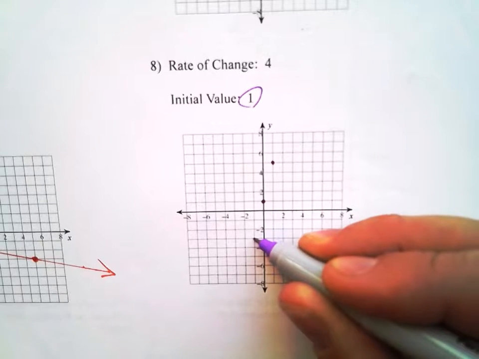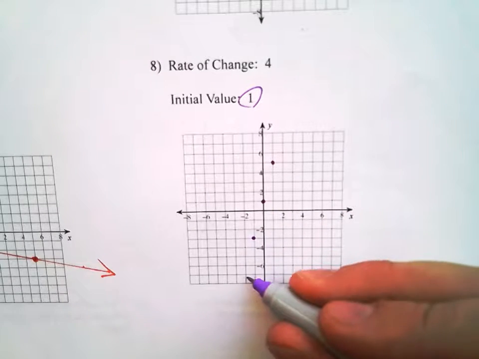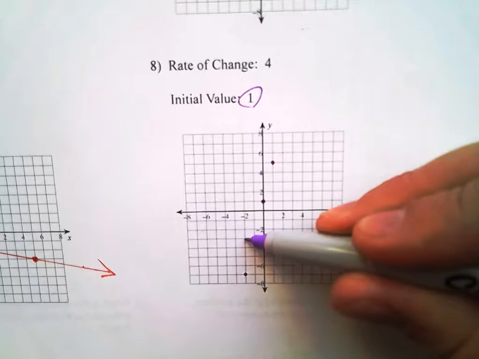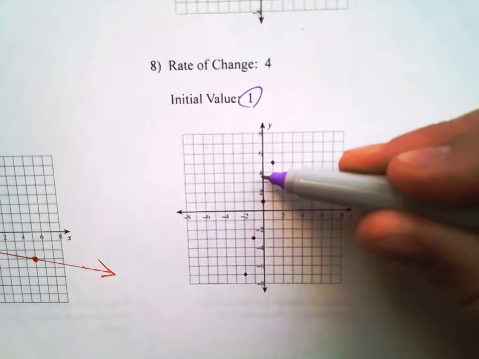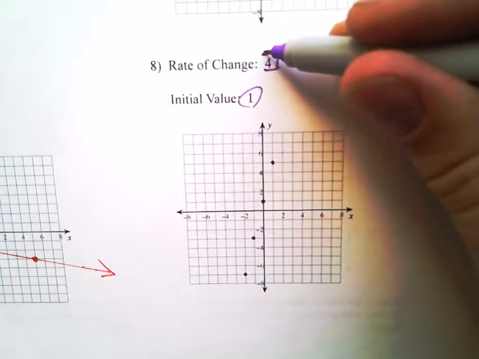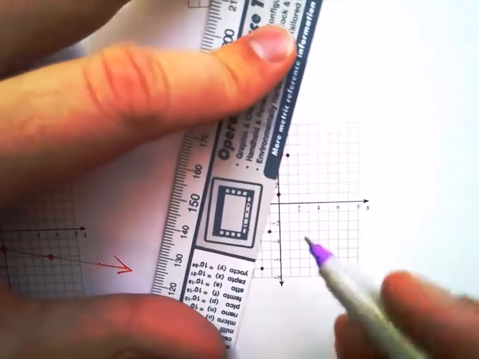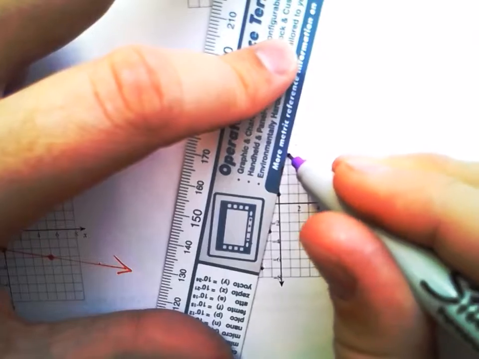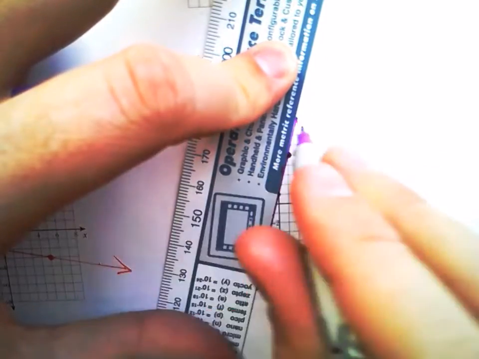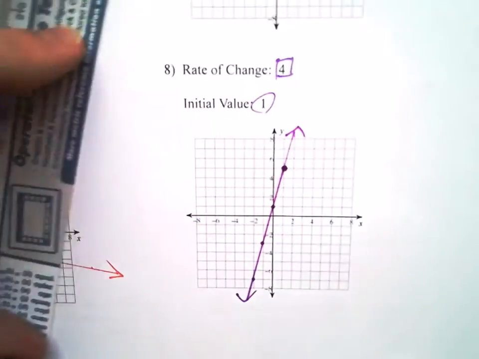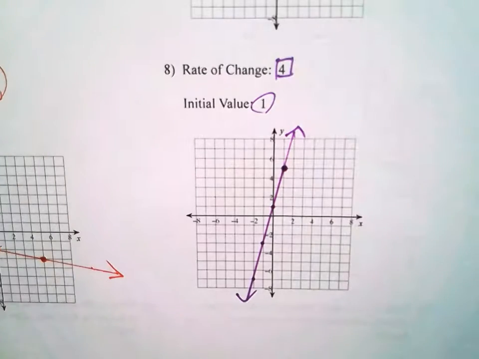And go backwards a little bit. So it's going up 4 over 1, up 4 over 1, up 4 over 1 for rate of change of 4. And use my ruler, drawing the rest of that line nice and straight. And there we go.